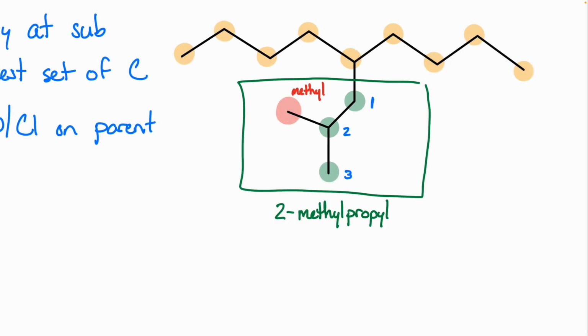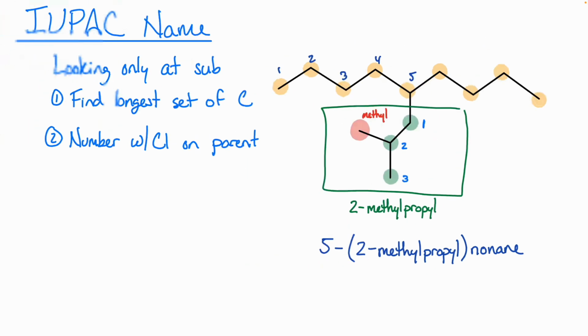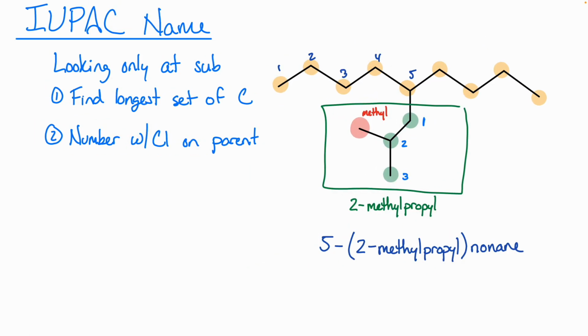The last kind of annoying thing is that when we build this into our name, we have to indicate where that branched alkyl group is. It's located on carbon 5, so we say 5, and then in parentheses, 2-methylpropyl, nonane. We're going to see these branched alkyl groups in a future chapter, so we just want to remember how we go about naming these.